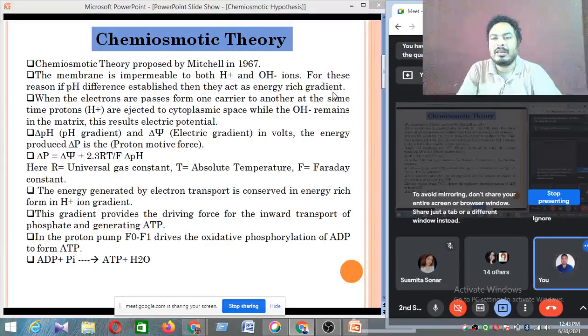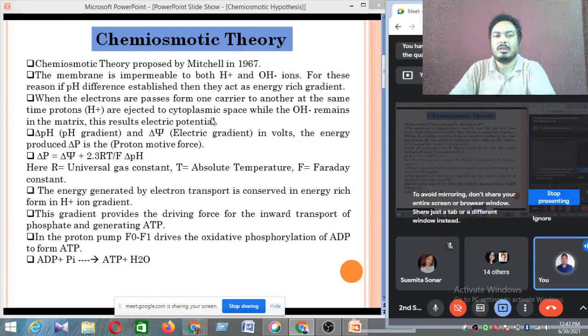That means they produce a voltage gradient, and because of this voltage gradient they act as an energy rich gradient. All the H plus molecules become an energy rich gradient due to the formation of this voltage. One side is positive, one side is negative, and electric current or voltage generation is there. That's why every H plus molecule becomes an energy rich molecule due to this voltage gradient.